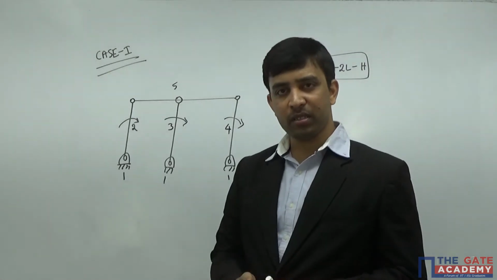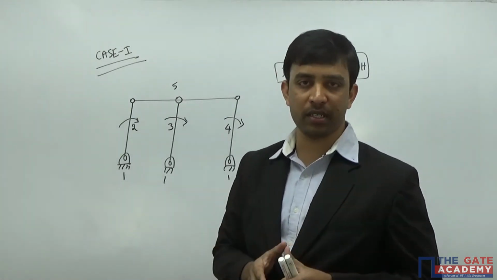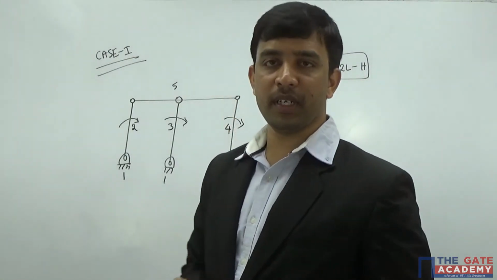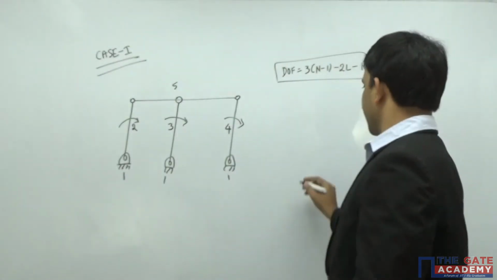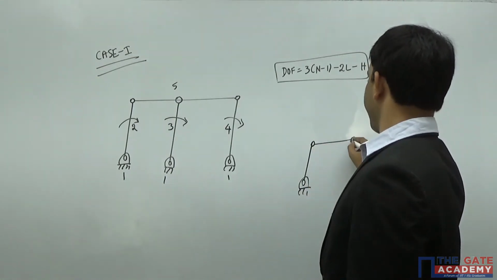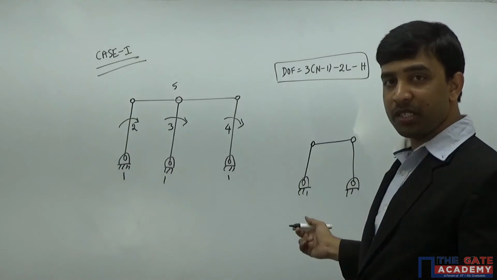in a mechanism, if you take the number of links, every link should introduce some restrictions inside the mechanism. If the link is not introducing any restrictions, I can say there is no use of that link, so I can remove that particular link. Here, if I take a 4-bar mechanism like this, every link is introducing some restrictions.